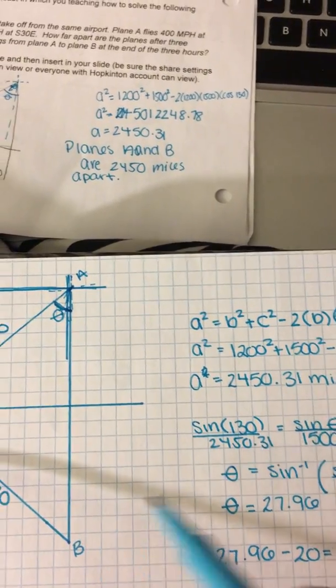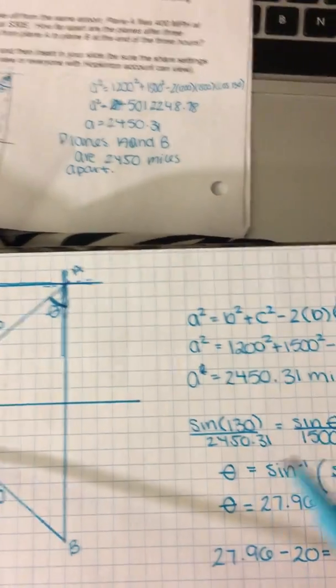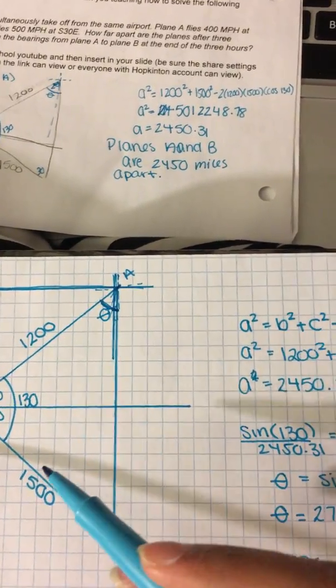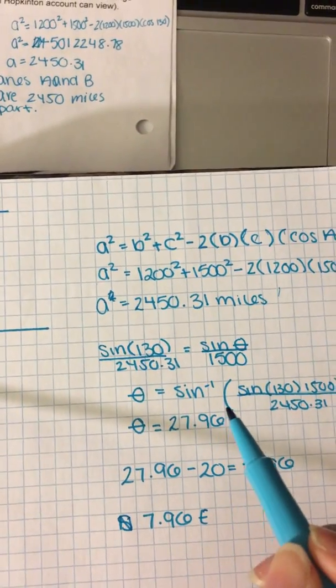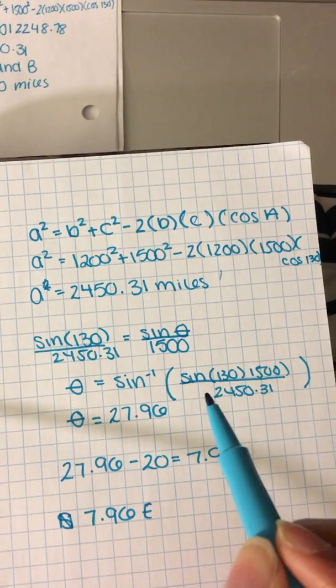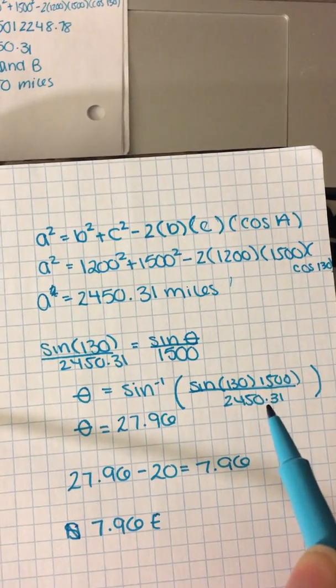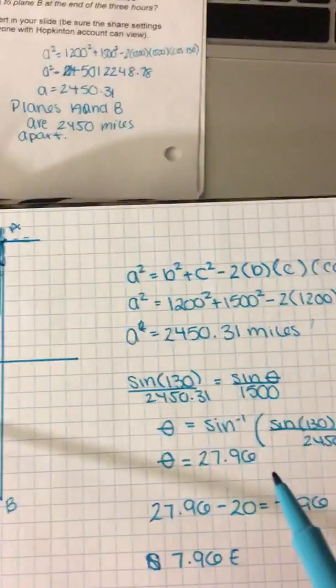2,450.31, this whole thing we just found, equals sine of theta, which is this whole angle, over 1,500 because it's the opposite side. And if we solve that, we get theta equals inverse sine of sine 130 times 1,500 divided by 2,450.31, and we get theta is 27.96.